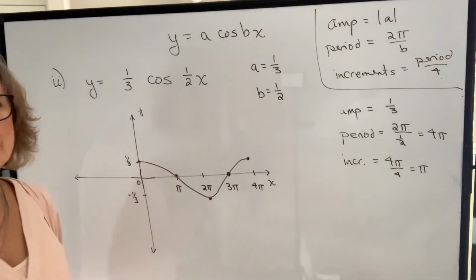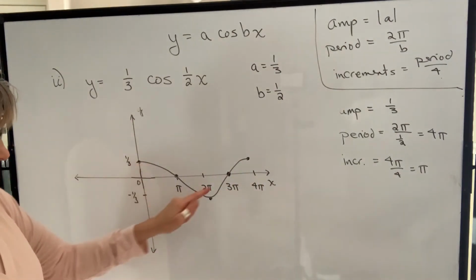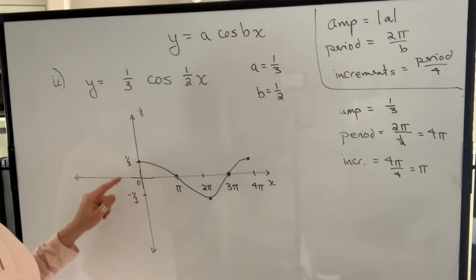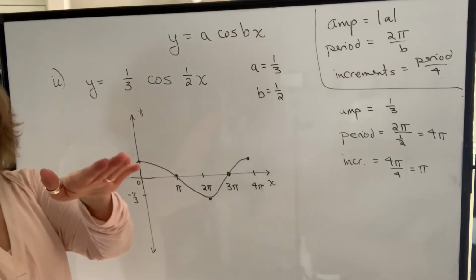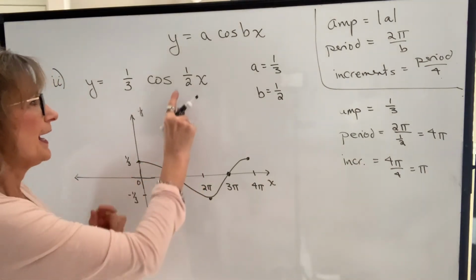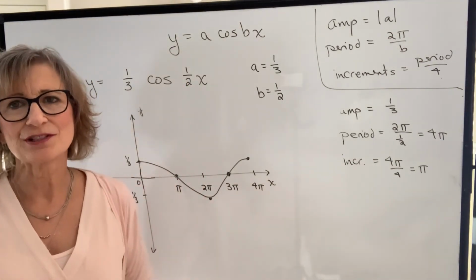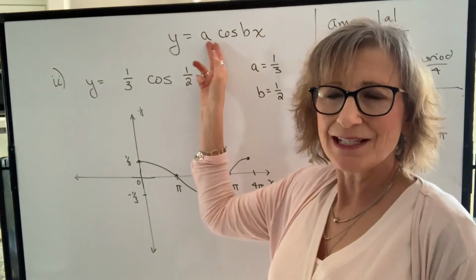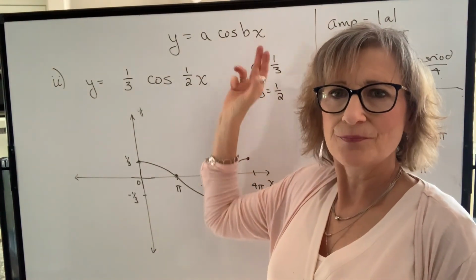Period is 4 pi, yes it is. The increments are pi, yes they are. It's the cos shape. I started at x equals 0. And 2 things happened. The 1/3 squished it vertically, and the 1/2 inside the cos function stretched it horizontally. So hopefully you're comfortable with what A does to the curve and what B does to the curve.